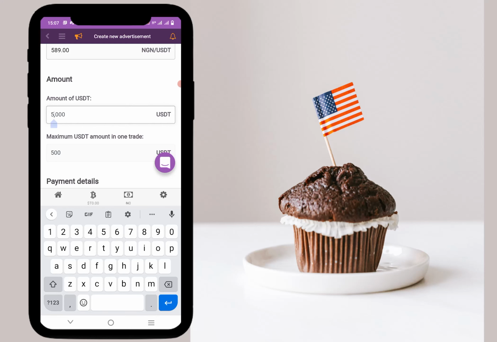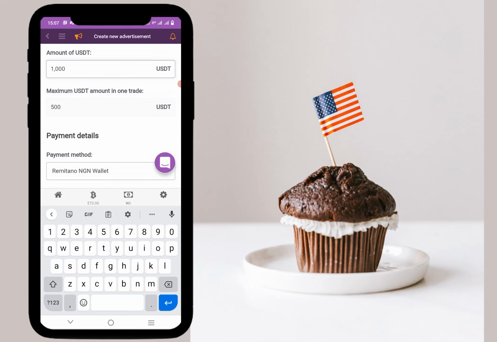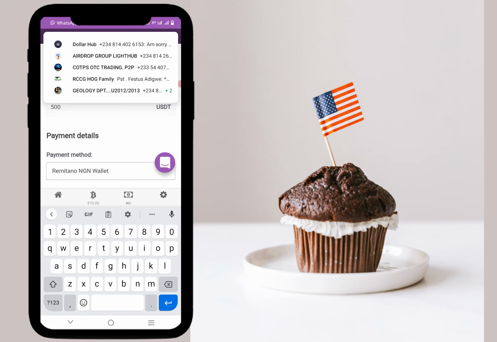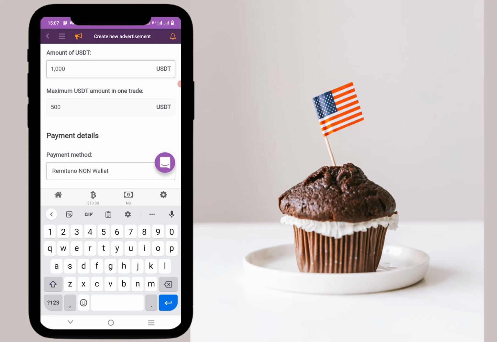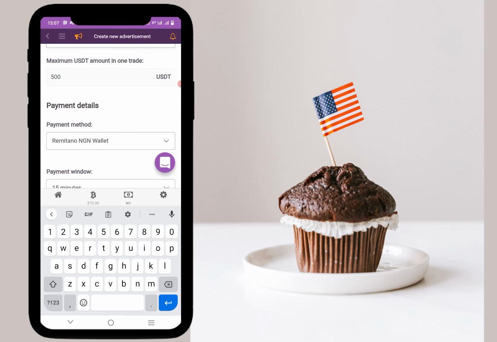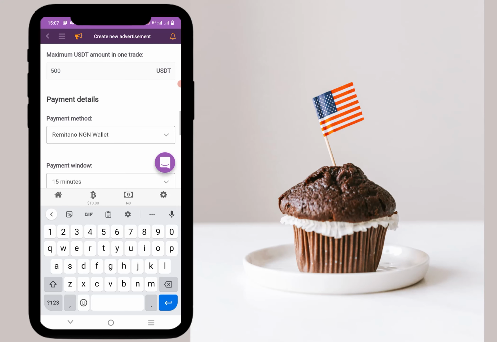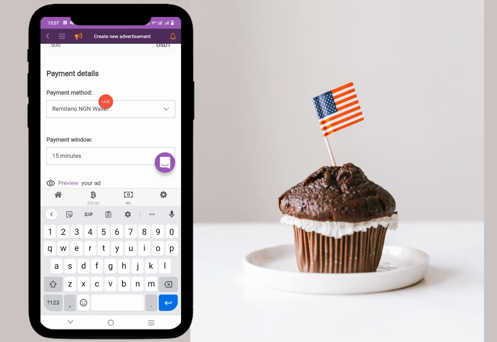I can say, okay, I just want to sell only 1,000 as my cumulative sum of USDT. Now, because I put 1,000 USDT does not mean that somebody must buy everything at once. Some persons might come buy $50, another person 70, another person 100, and they might just keep buying it little by little, or somebody else can still come and buy everything. It does happen. So here, if it's Remitano wallet, the money will reflect in your Remitano wallet.